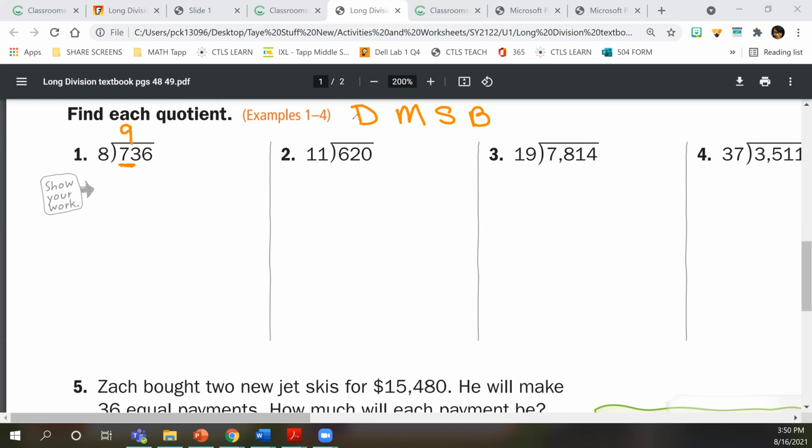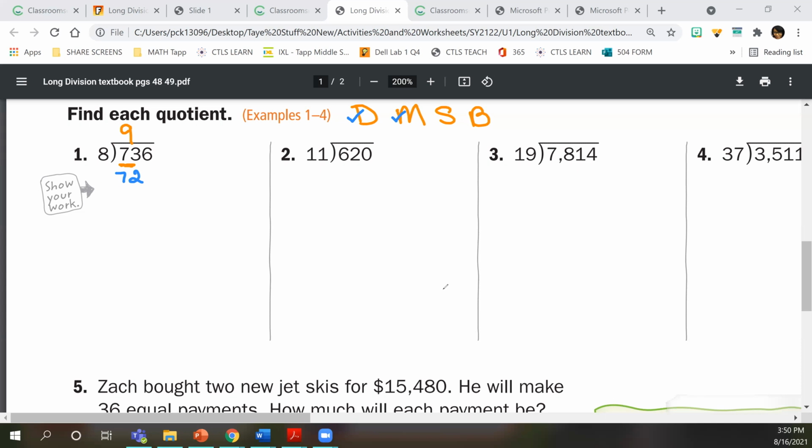I like to put a little check mark. So I'm done dividing. Now our next step is M for monkey. So that's the multiplication. So I'm going to take my divisor of 8. 8 times that 9 gives me what, guys? 72. Very good. So I'm going to put my 72 there. So I am done with multiplication.